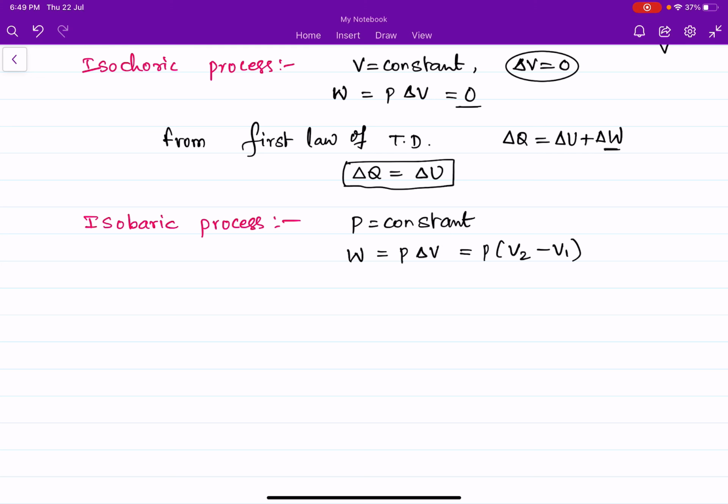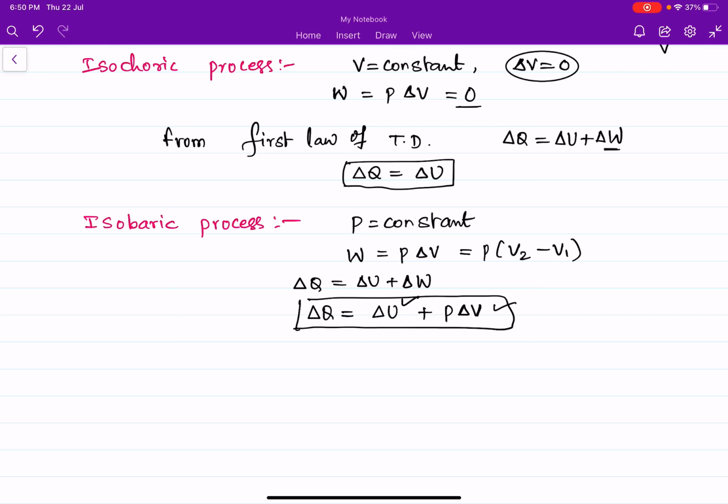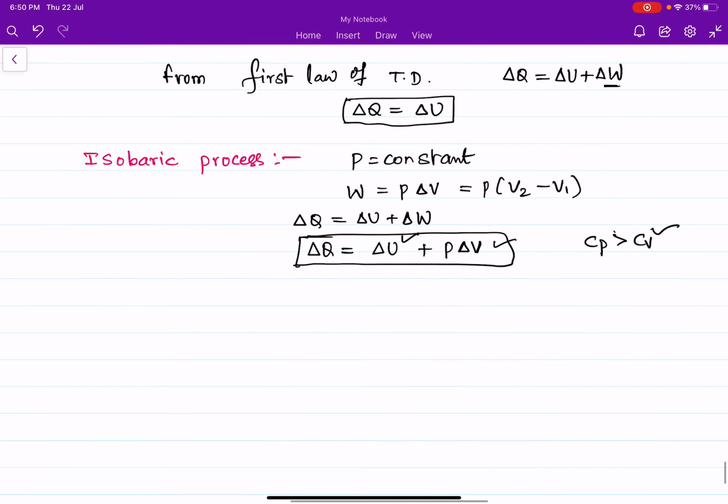From first law of thermodynamics, it is given as delta Q equal to delta U plus delta W, and amount of heat energy given to the system is partly utilized to increase the internal energy and the remaining part is to do work by the system on the surroundings. So that's why amount of heat energy supplied to system at constant pressure is called Cp, which is greater than Cv. We have discussed this already in the previous class.